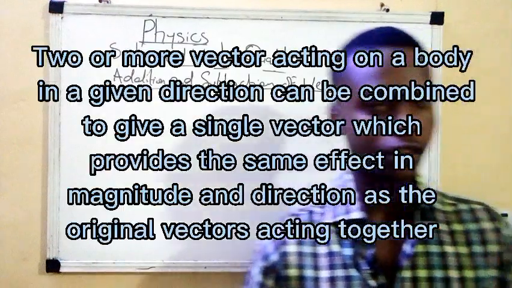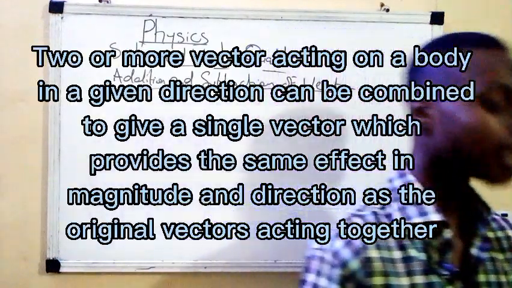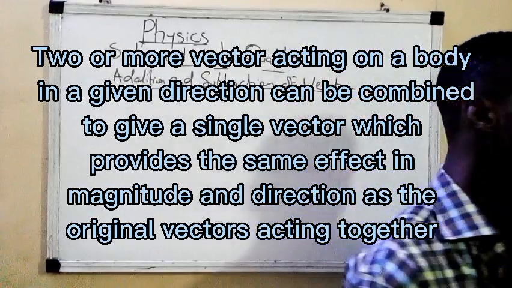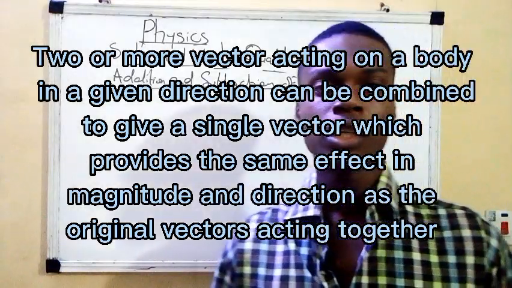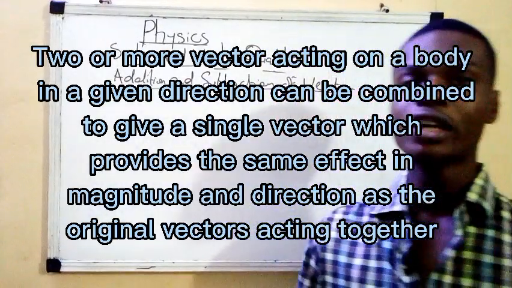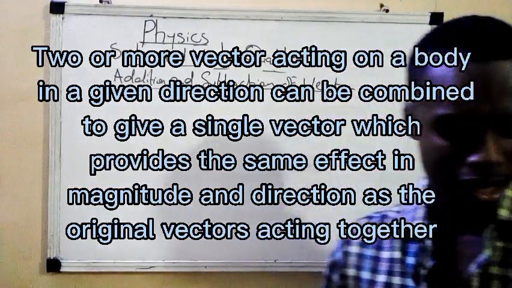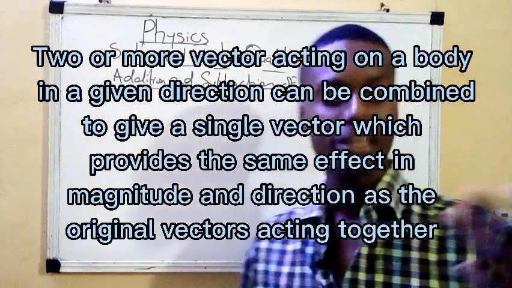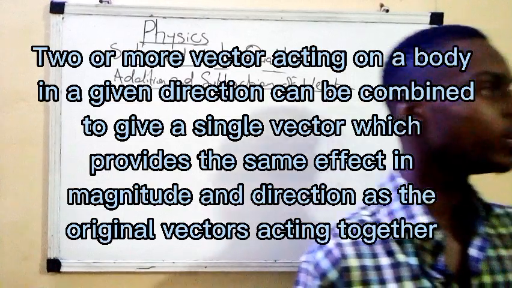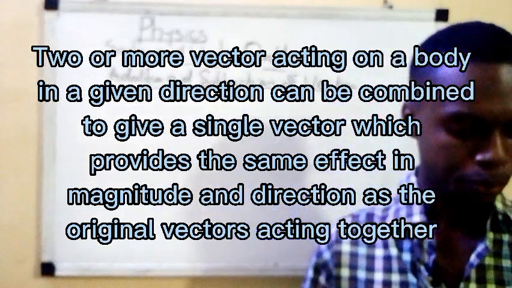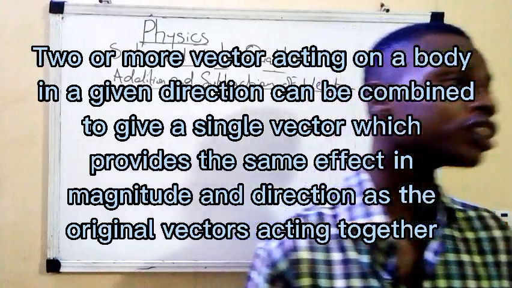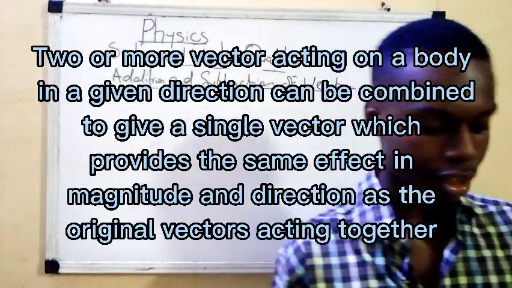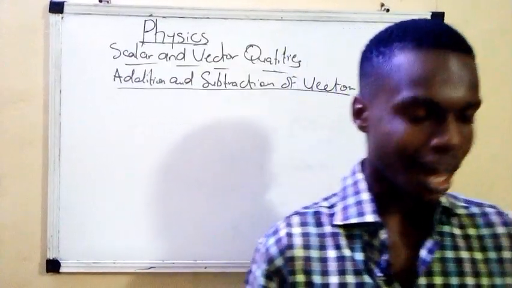Two or more vectors acting on a body in a given direction can be combined to give a single vector, which produces the same effect in what? Magnitude. Which produces the same effect in magnitude and direction as the original vectors acting together.